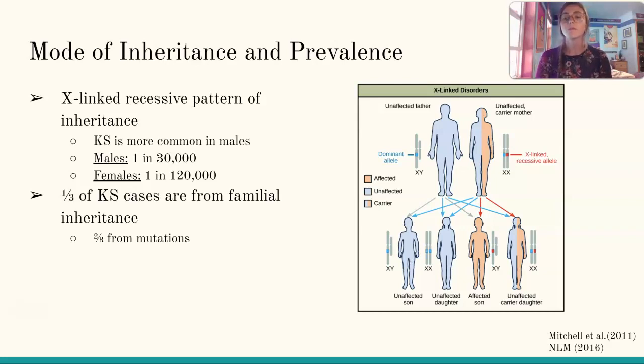The prevalence of Kallmann syndrome in males is 1 in 30,000, and in females it is 1 in 120,000. So we see that males are more commonly affected with Kallmann syndrome because of this X-linked pattern of inheritance. Furthermore, there's a third of KS cases that are from familial inheritance, whereas the remaining 2/3 are caused by other mutations.